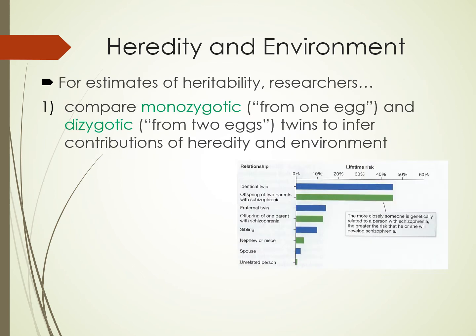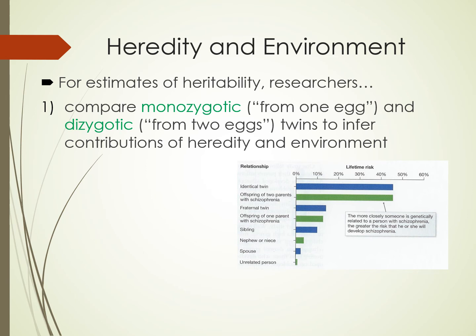There are a number of ways that we get at these heritability rates, and oftentimes they're looking at concordance rates between different groups of people and looking at the genetic similarity. A really common thing to do is to compare monozygotic twins and dizygotic twins to infer contributions of heredity and environment. Monozygotic twins, being from one egg, share their genetic background 100%. Dizygotic twins, from two eggs, are like regular siblings with approximately 50% genetic similarity.